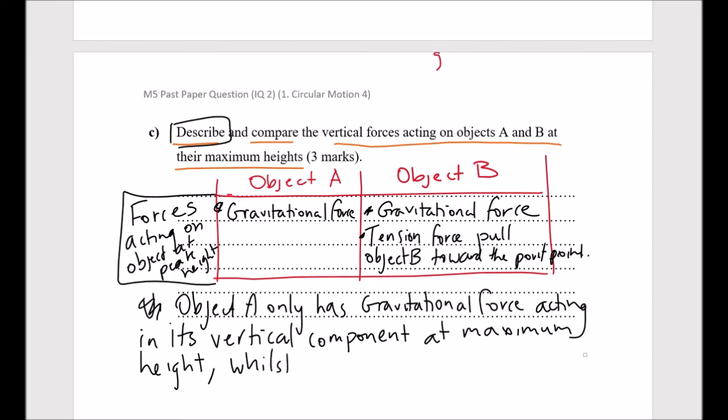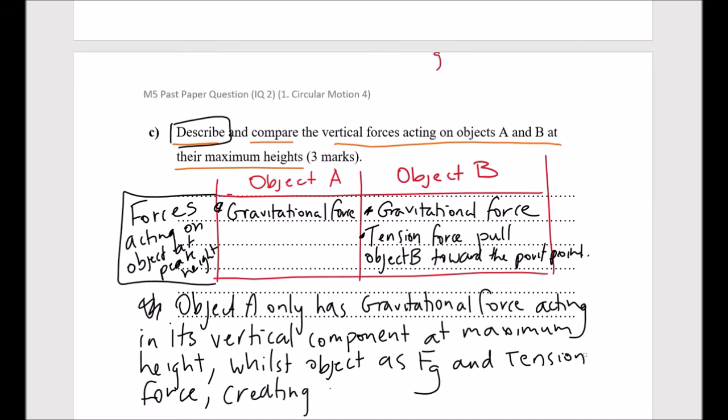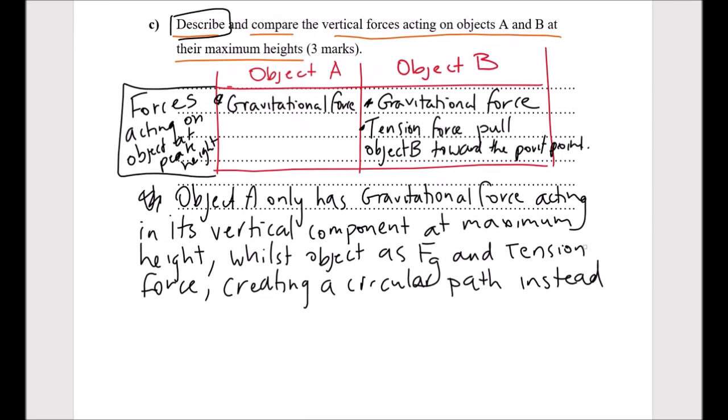whilst object B has gravitational force and tension force creating a circular path or circular motion. Let's just go with path, instead of a parabolic motion like object A.